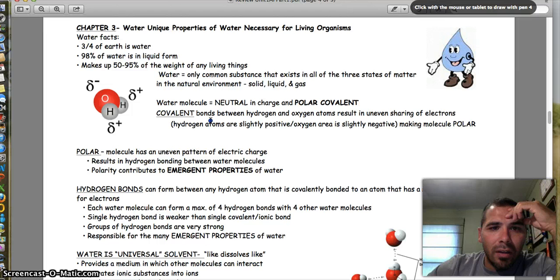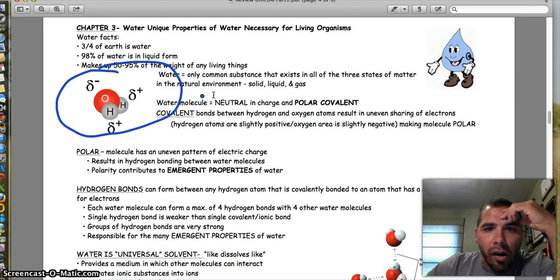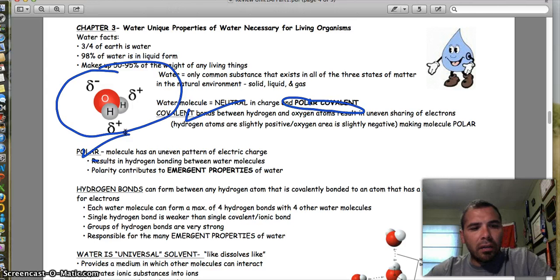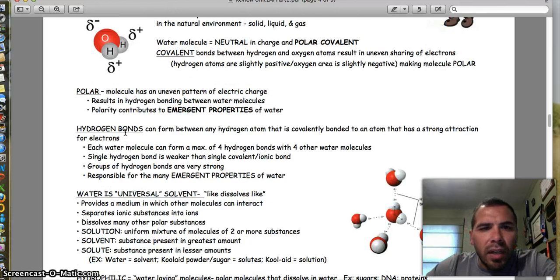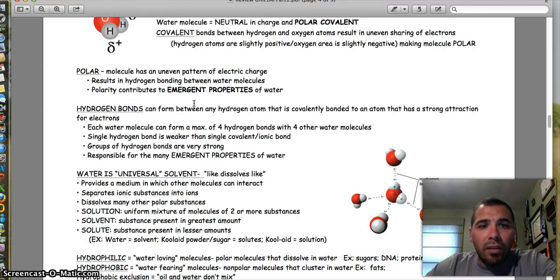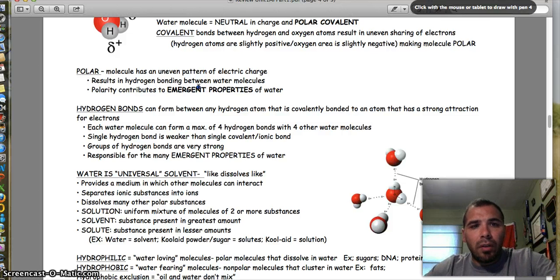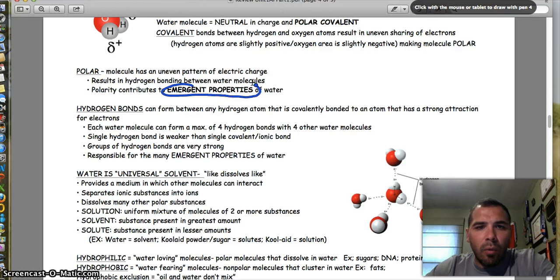Hopefully by now you are familiar with this structure here. Polar covalent we've talked about. We know it's a covalent bond. We should know what polar is by now. We scroll down. All right, you need to know these properties of water. I'm going to circle that because that's going to probably be your essay. You've got to list those properties of water and why they're important. And there's going to be some questions on there about that.